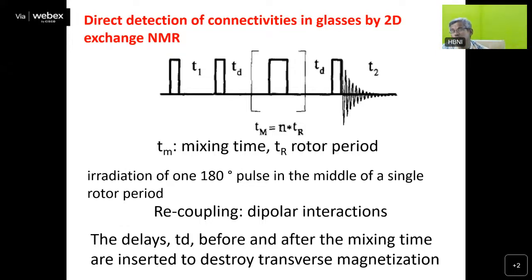A single pulse is not enough to record a 2D experiment. Correct? We need to have multiple pulses. A minimum of 2 pulses is required. One is nothing but the preparation period, then the evolution period, then the acquisition period.